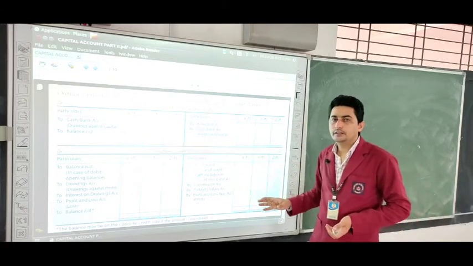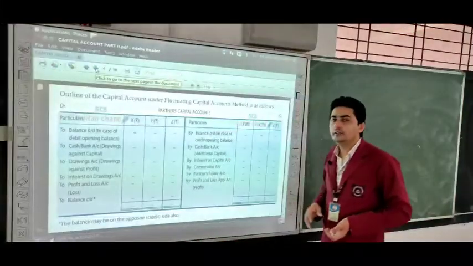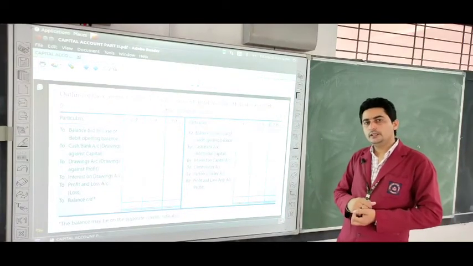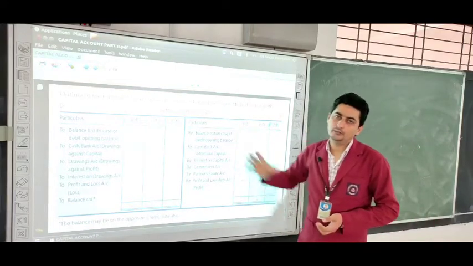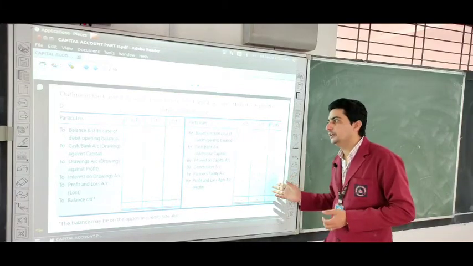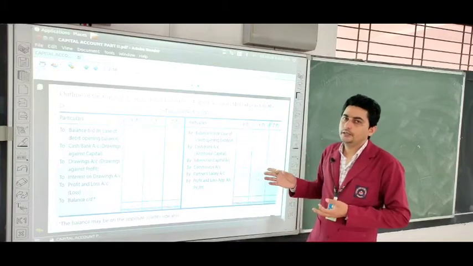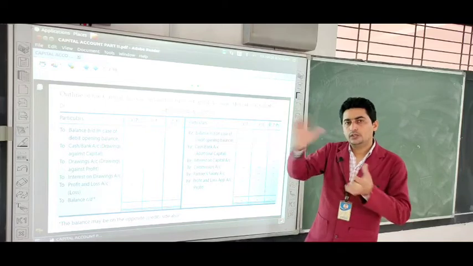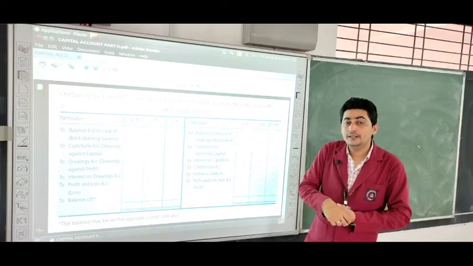Okay, now the outline of the capital account under the fluctuating capital method. If capital is fluctuating, we are preparing only one account, that is only the partner's capital account. The rules will be the same, the point of view will be of a partner, the partner's profit will be credited, the partner's losses will be debited, only partner-related things will be entered. Okay students, now what we'll do is combine both the accounts, capital account and current account, together. We do not have to prepare them separately.